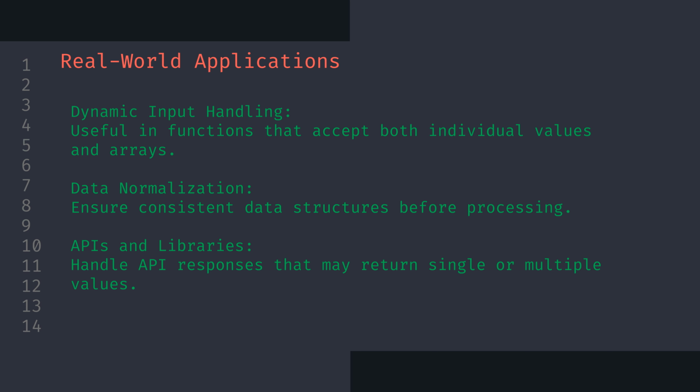The castArray function has practical applications in real-world scenarios. For instance, it's useful in APIs or libraries where inputs can be single values or arrays. By normalizing the data into an array, we ensure consistent processing downstream.